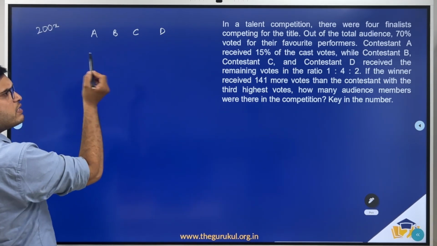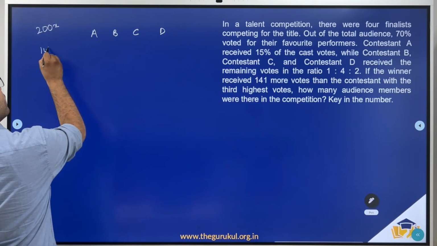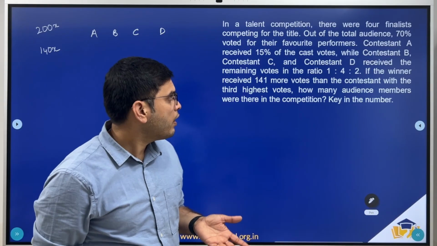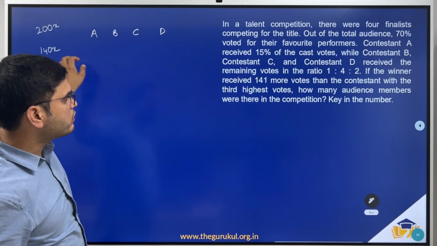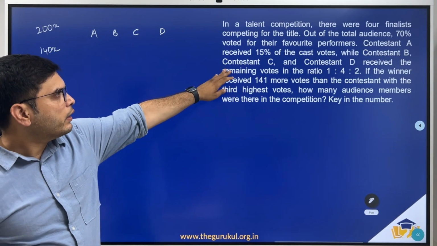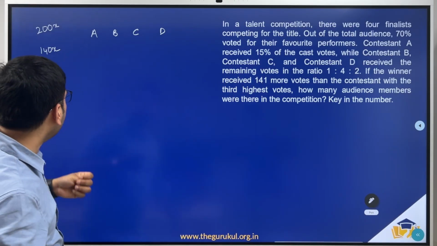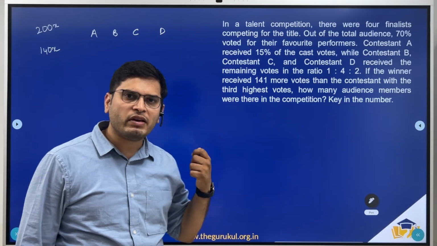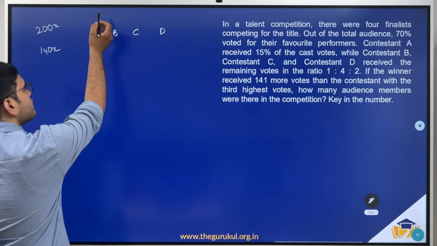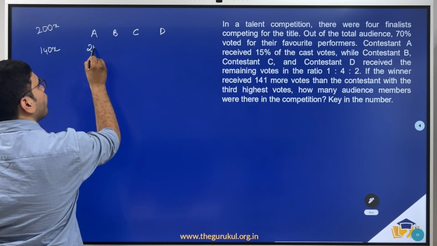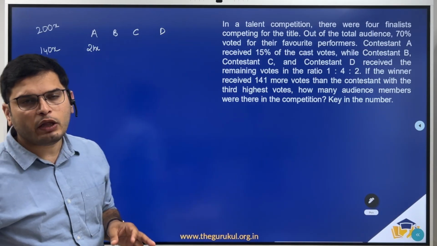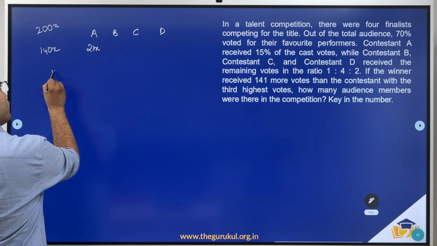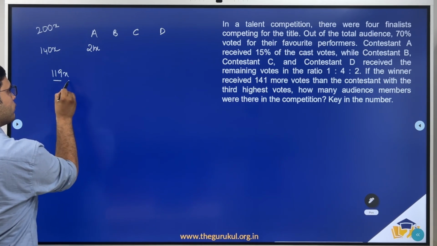So 70% of them, 140x, right, cast their votes, and out of this 140x, 15% cast their votes to contestant A. Now, what is 15% of 140? 10% is 14, 5% is 7, right? So 14 plus 7, 21x. So A got 21x votes in total, right? So you are left with 119x votes.